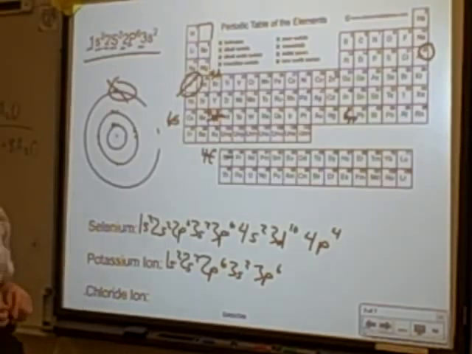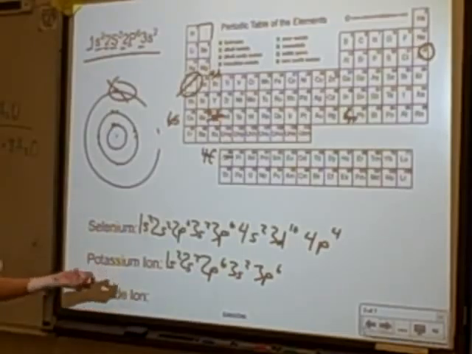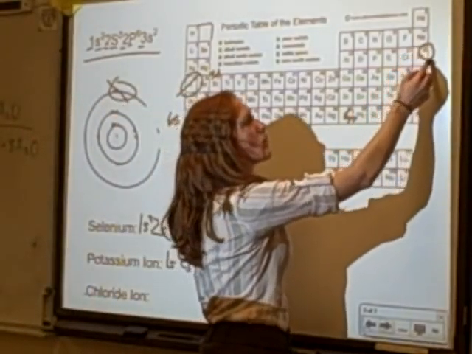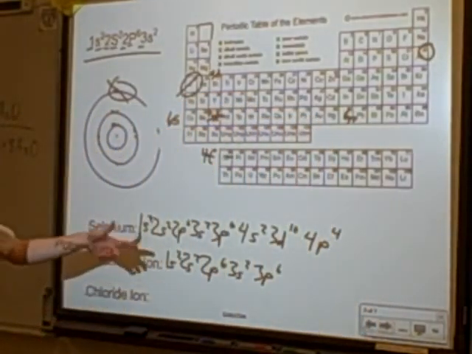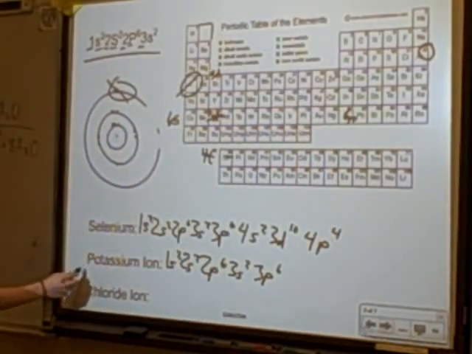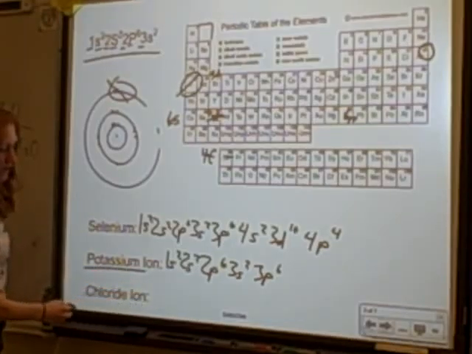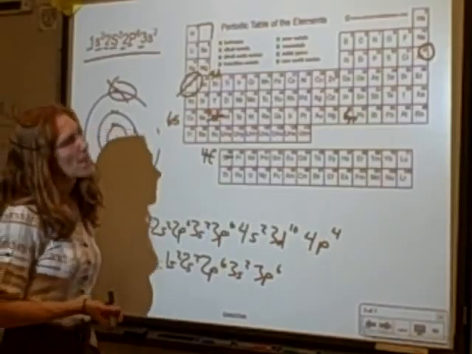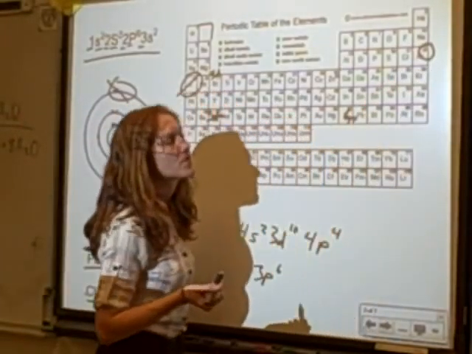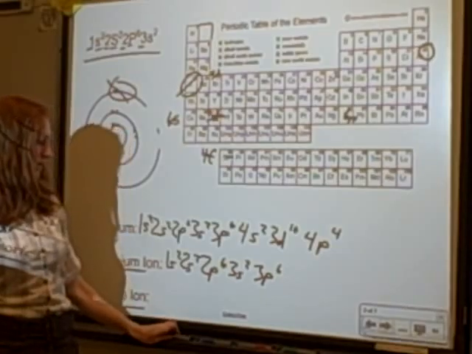For the last one, I have chloride. For the chloride ion, I know chlorine is right here, and it tends to gain 1 electron, so instead of 17 it has 18. It's going to have the exact same electron configuration. So what that tells me is that when potassium and chloride both form ions, their electrons are arranged the same way, and that happens to be the same way that argon, a noble gas, is arranged.